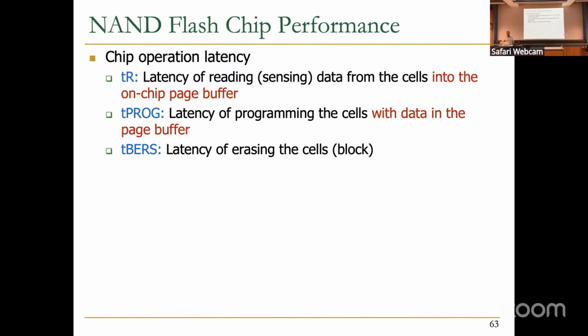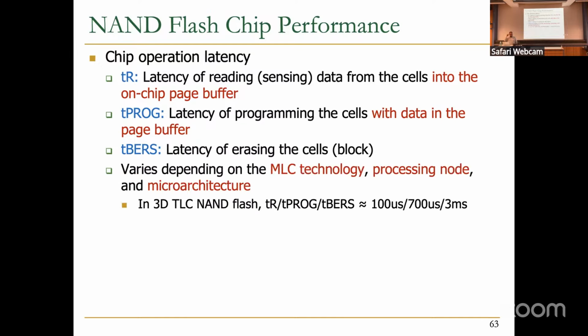Okay, so for NAND flash chip performance, when you want to understand the latency that happens for each operation, we have different parameters. One is tR, the latency of sensing from the cells when you want to read: you apply the reference voltage, then you sense and fill up the page buffer in the NAND flash chip. You also have programming latency, the time you need to program your cells, and also the latency when we want to erase a cell. So tBERS is another one.